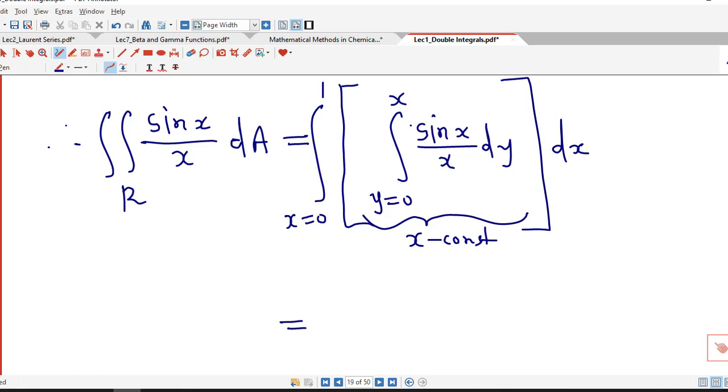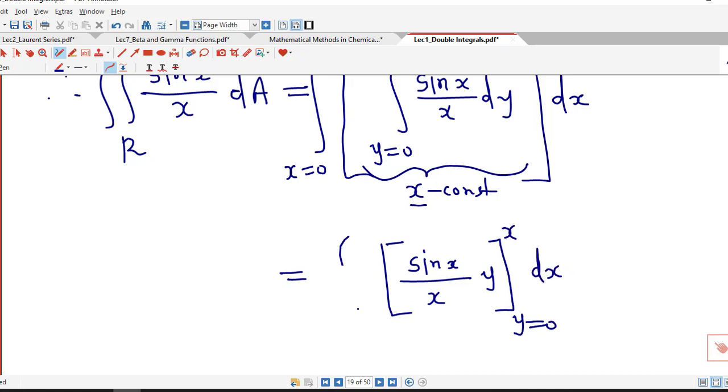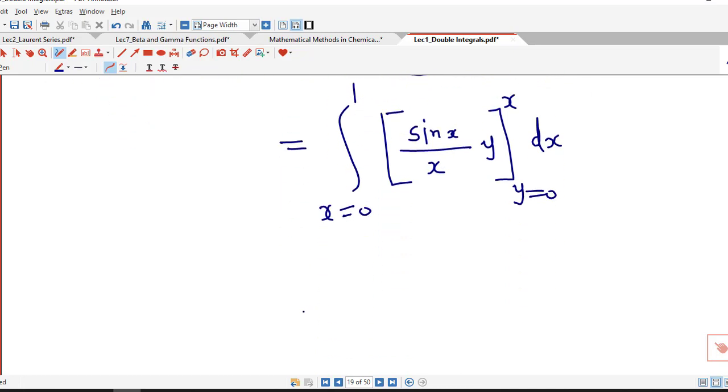Now in this inner integral, variable x is constant, therefore sin x by x is constant and the integral of y is y. So the integral is nothing but sin x by x into y, and y is from 0 to x, and after that we integrate with respect to x from x equal to 0 to 1. First we put the upper limit of y as y equal to x. If we put y equal to x, this x will cancel out, and for y equal to 0, we have the lower limit 0.